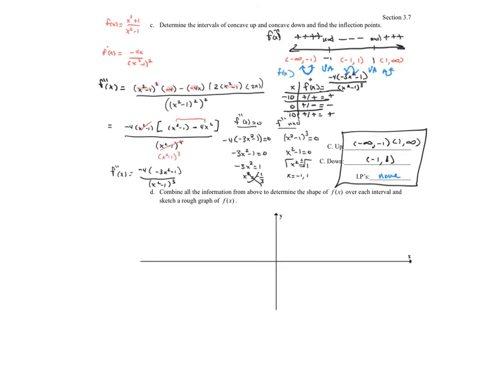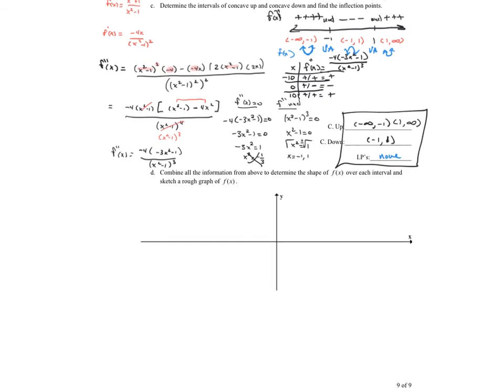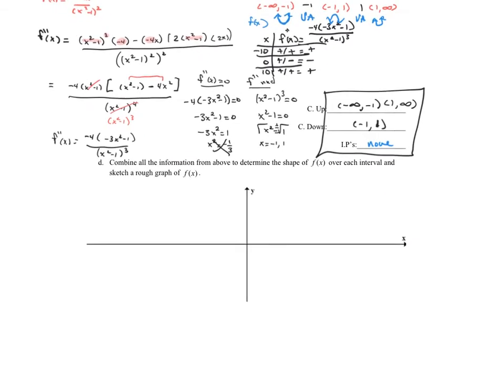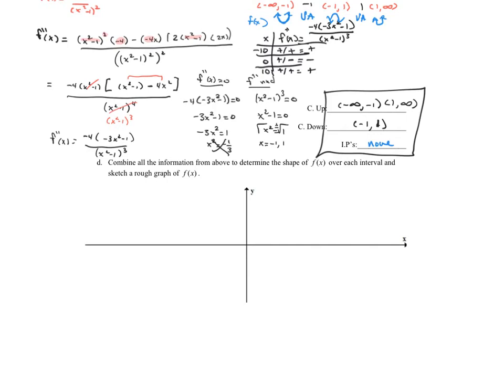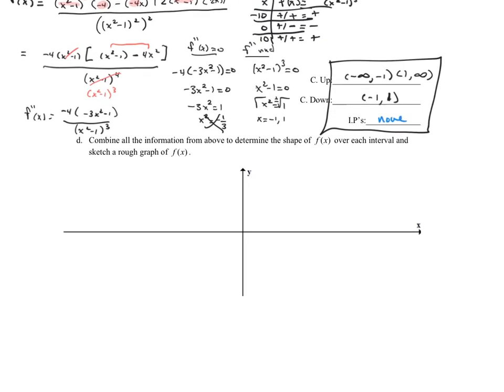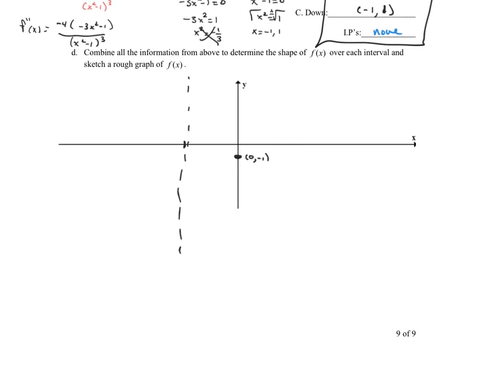Now we want to take all the information from parts A, B, and C that we've done so far, put them together, and create a rough sketch of this. So let's go ahead and go back to part A and see what kind of information did we get. Well, we got the first information that we do have a y-intercept at 0, negative 1, so I'll plot a little point there. We know we have a vertical asymptote at x equals negative 1, so let me go ahead and drop that down pretty far so I can get this information. So this is x equals negative 1.